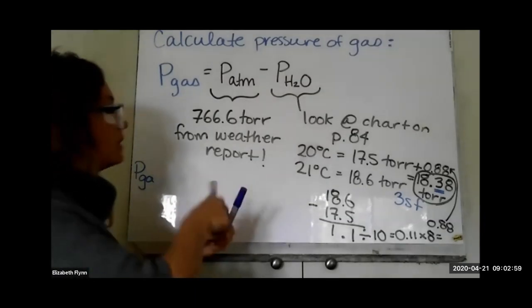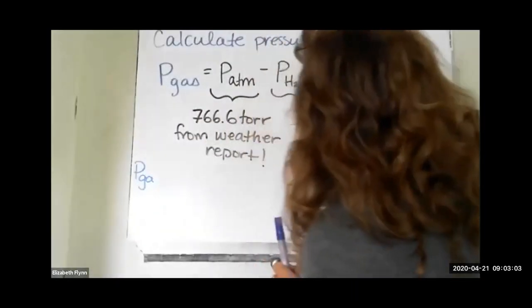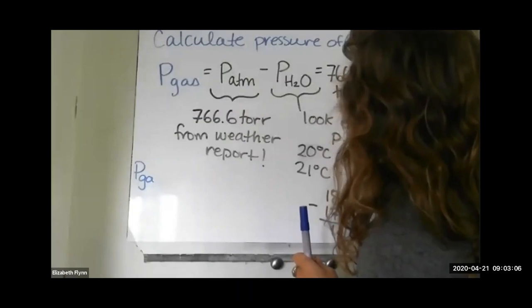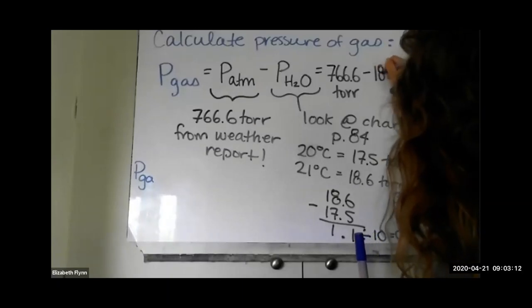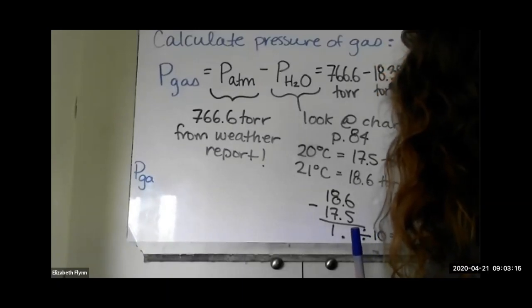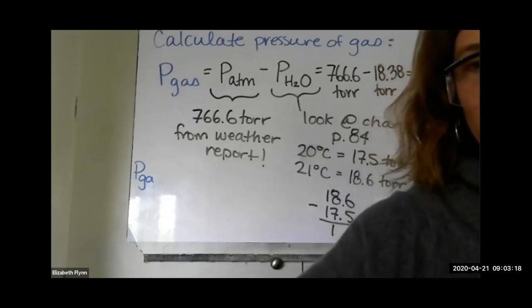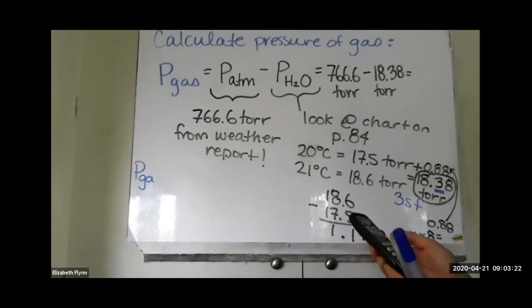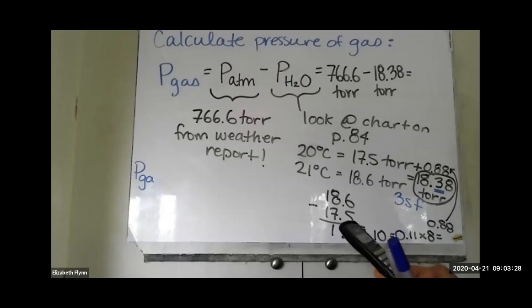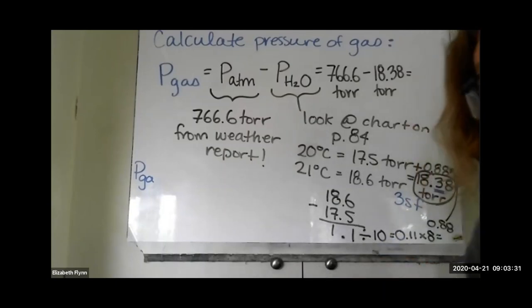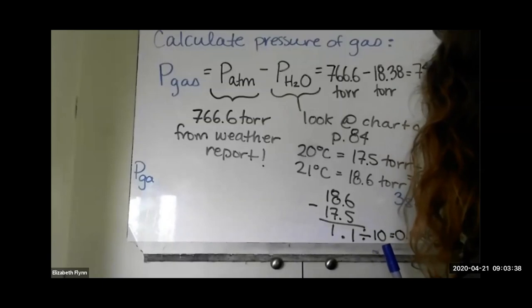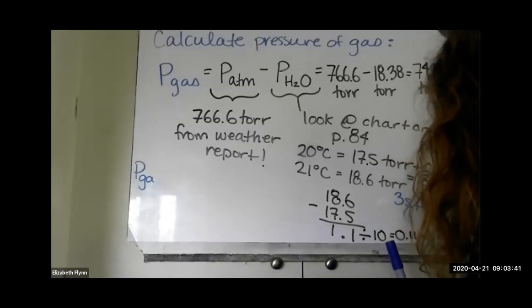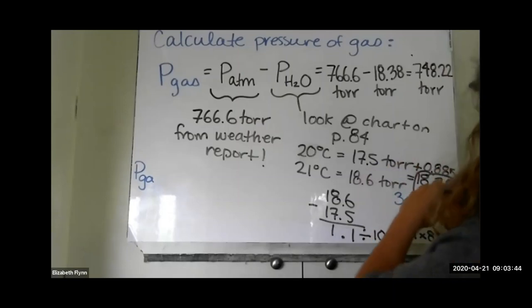All right, so we can subtract right now the pressure of the gas. We'll just do it up here. The pressure of the gas is equal to 766.6 torr minus 18.38 torr. And we're going to keep that long in our calculation later too. 766.6 minus 18.38 is 748.22 torr, which is equal to the pressure of the gas.